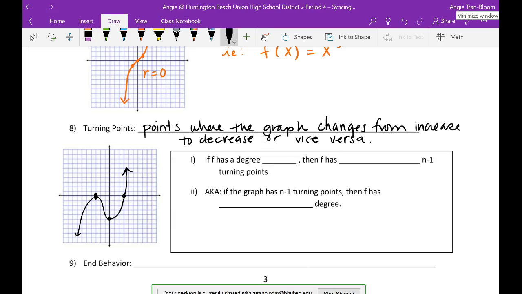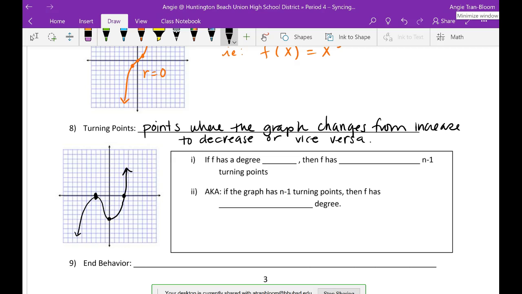Okay, so it says turning points are where the graph changes from increase to decrease. So how many turning points do we have based on that definition alone? 2. Is this increasing? Good. And then all of a sudden it's decreasing, so is that a turning point? Yes. It's decrease and then all of a sudden it increases, so that's also a turning point. So there are two turning points in here, okay?